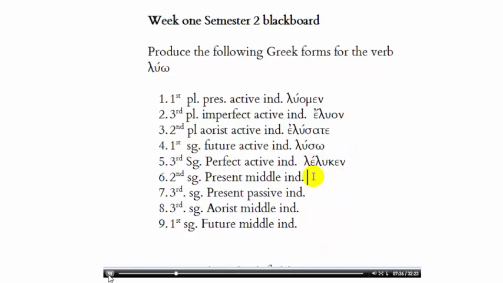The second singular present middle indicative. Okay, this is the first non-active form we've been asked for. Well, again, it doesn't matter, because we still have to start with the first principal part, which will be luo. That's the basis of all present forms and imperfect forms, as it turns out. Well, for middle we need to switch to our middle passive endings for primary tense, and we should remember that those are mai, sai, tai, metha, sthe, ntai.